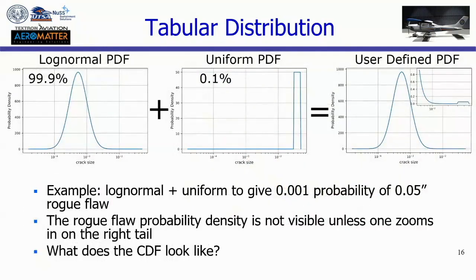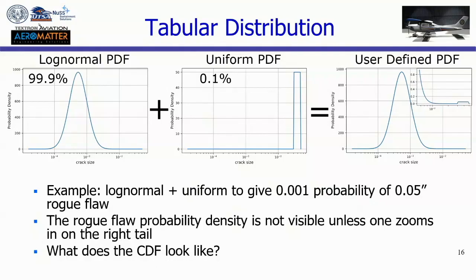Quick example of why you might want to use a tabular distribution. Let's say you had a log-normal distribution for your EIFS and you want to add a 1 in 1,000 probability that you have a rogue flaw between 0.03 and 0.05 inches. You can do that by creating a weighted sum of these 2 PDFs. And then you get a user-defined PDF over here. Note that the rogue flaw bump in the tail of that is very difficult, or impossible, to see. If you zoom in, you can see it if you zoom in the right place.